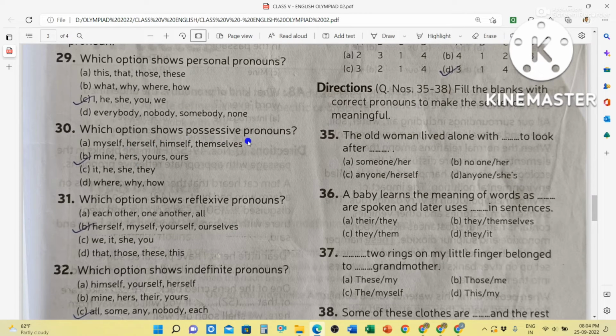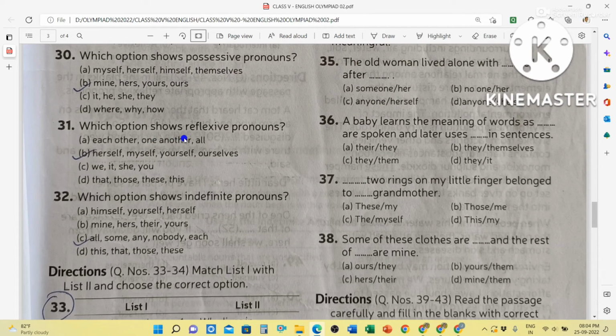Which option shows possessive pronouns? Myself, herself, himself, themselves are reflexive pronouns. Mine, hers, yours are the possessive pronouns. Which option shows reflexive pronouns? Each other, one another, all. These are indefinite pronouns. Herself, myself, yourself, ourselves are the reflexive pronouns.